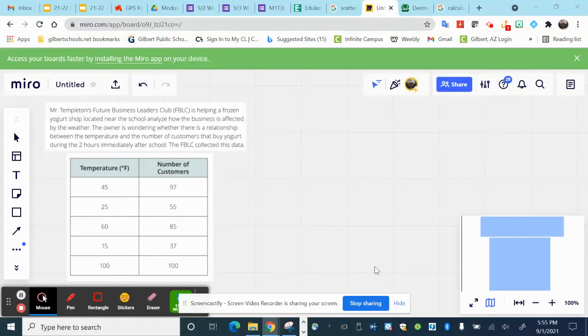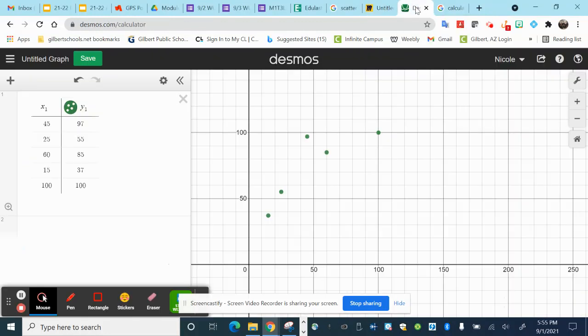So the scenario we have here is for a local yogurt shop, and what they're analyzing is they're trying to see if the temperature has any impact on the number of customers. And so we have a bunch of different days here with different temperatures and how many customers are coming in on those days.